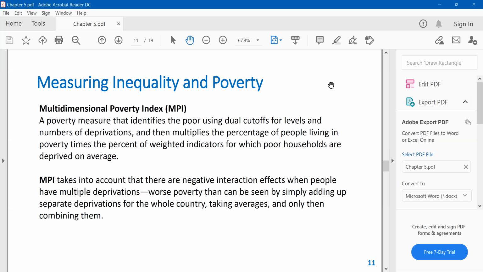but in a typical definition, it identifies dual cutoffs for levels and numbers of deprivations, and then multiplies the percentage of people living in poverty times the percent of weighted indicators for which poor households are deprived on average. So the idea is that you're not going to look at just income, but you're going to have different things. For instance, some health indicators, some education indicators, the type of house they live in, whether this house is well heated in winter, etc., etc.